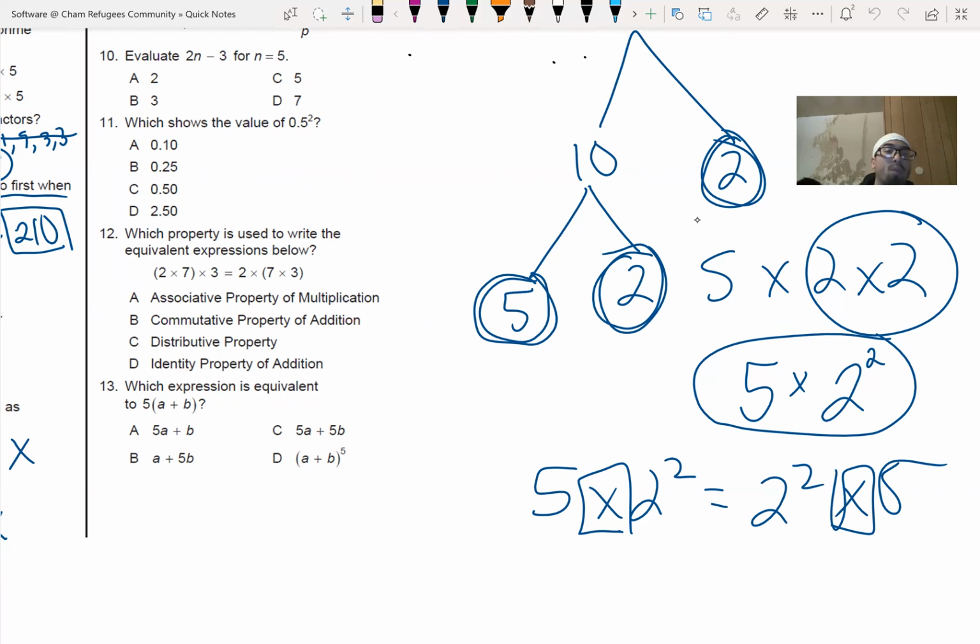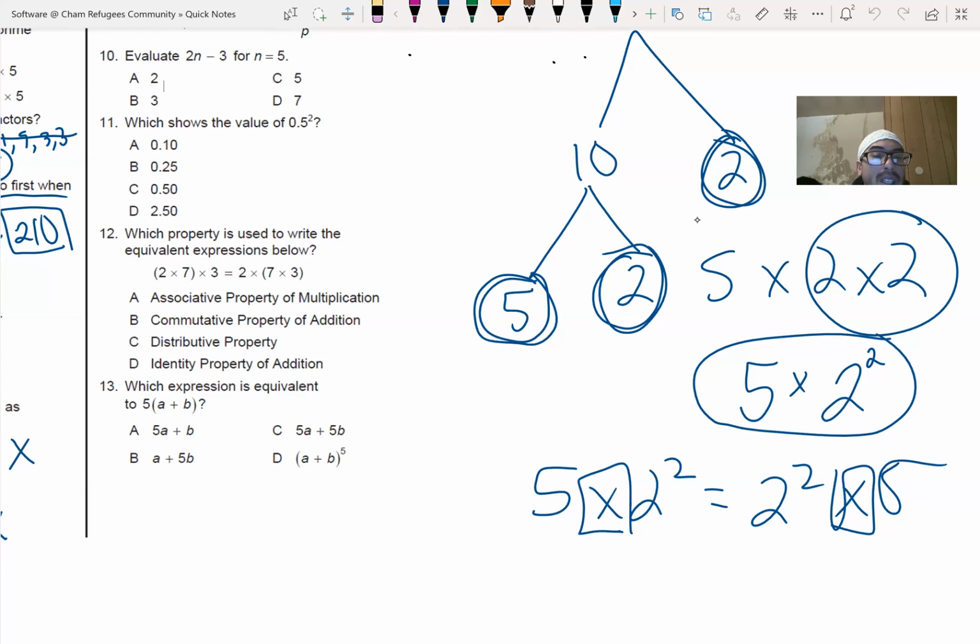Number 12 says, which property is used to write the equivalent expression below? 2 times 7 times 3 equals 2 times 7 times 3. So they're the same thing. And I'll give you a hint. Look at the order of the numbers. They're the same. So they're not moving around. So think about it. And think about the parentheses. Which one tells that they're in the same group?